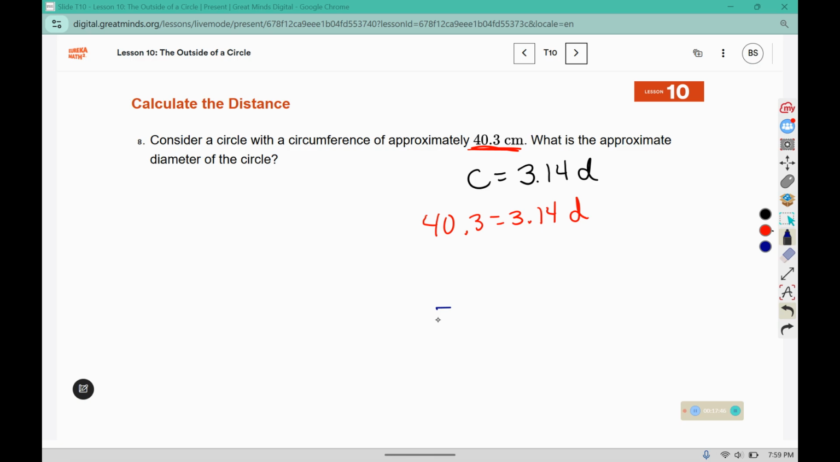So think about this like an equation, something like this. 40 equals 3D. To solve it, we would divide both sides by 3. Well, in this problem, the diameter is multiplied by 3.14, so we want to divide by that on both sides. So 40.3 divided by 3.14 is about 12.83, and we're just going to round to the hundredths place. And that is measured in centimeters.